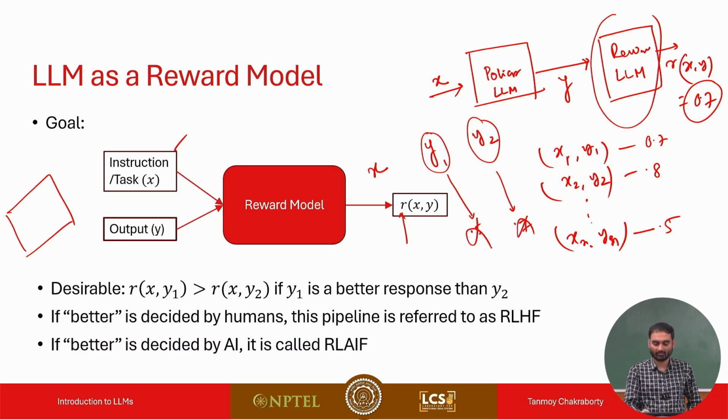This number business is very difficult, right? Instead, it is easy to say that okay, y1 is better than y2. This is the idea, and in this way we train this reward model. Given the same prompt X, two responses will be generated, y1 and y2. Who will generate the response? The responses can be generated by the policy model, or by any models, right?